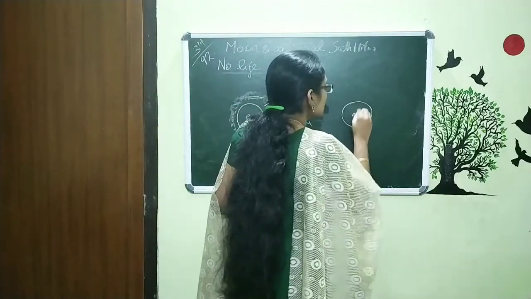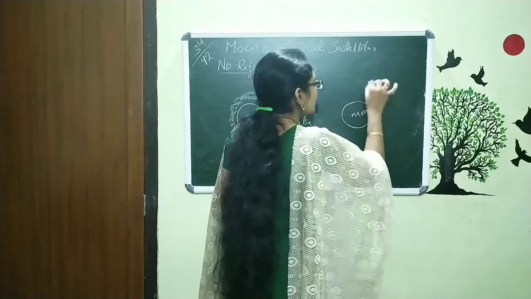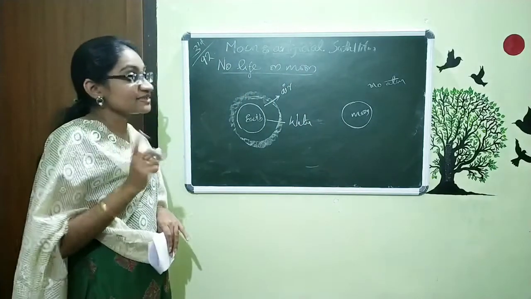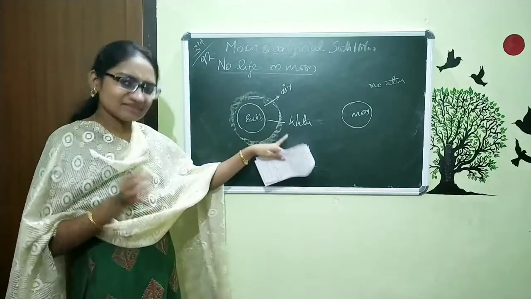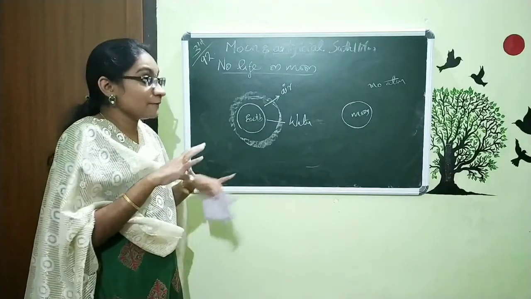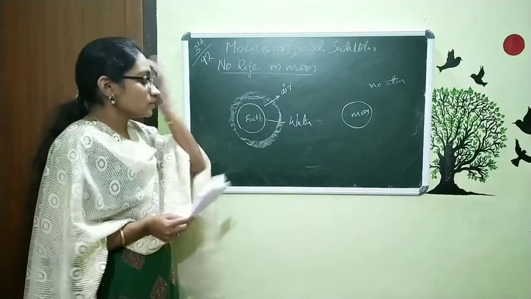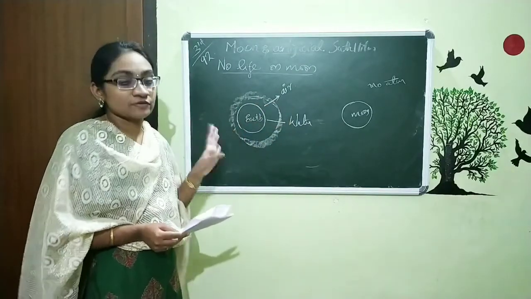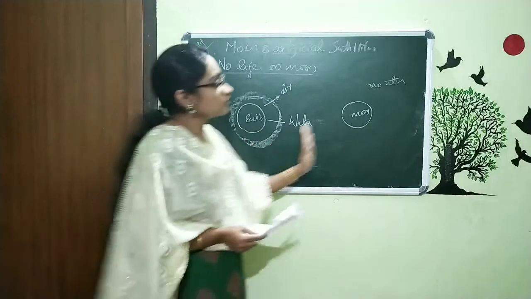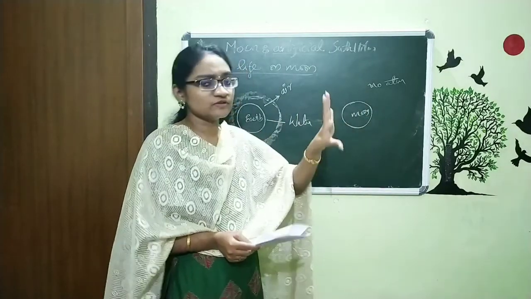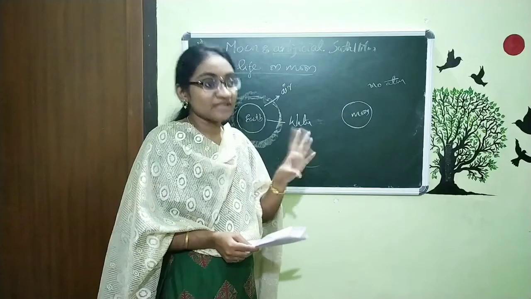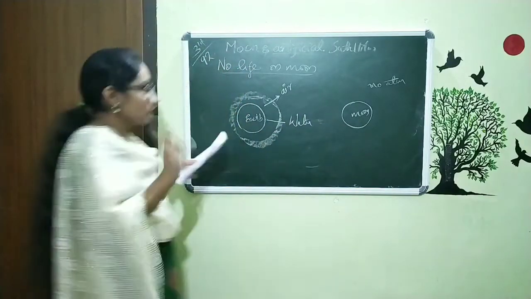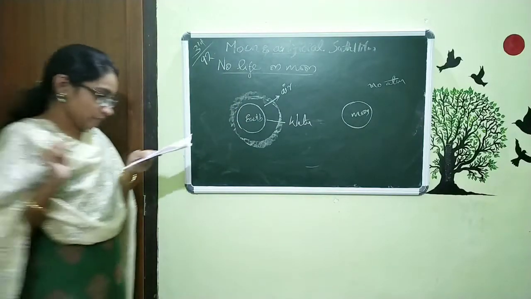For the moon, there is no atmosphere. No atmosphere is present for the moon. And it has some water, but not plenty of water. So, for the existence of life, air is very important and plenty of water is also important. So, we can say for the moon, there is no atmosphere and also not plenty of water present. That is one of the reasons why no life exists on the moon.